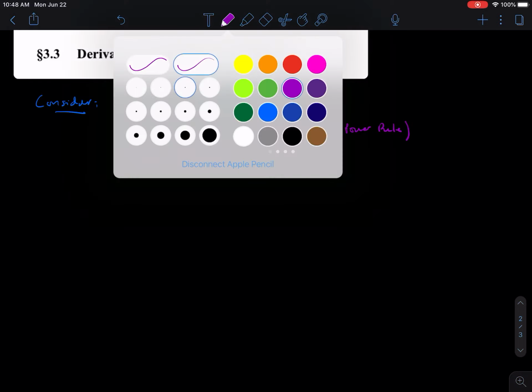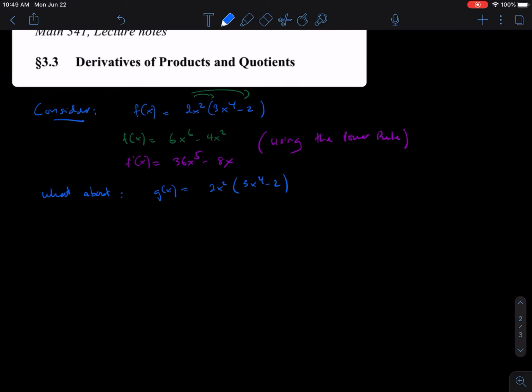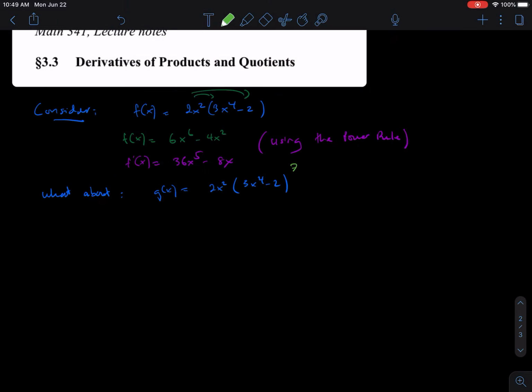Okay, but what about if we have a function that is a product of two functions, but the second function is not just 3x to the fourth minus 2, but it's 3x to the fourth minus 2 to the 7th power? Certainly we don't want to sit here and expand this out 7 times and then distribute to 2x squared and get a lot of terms, and that would take forever. So we don't want to do that. So that's what the derivative formula for this section is for.